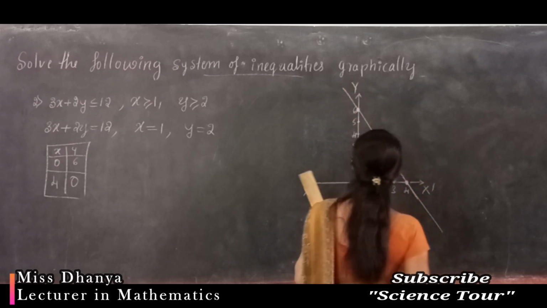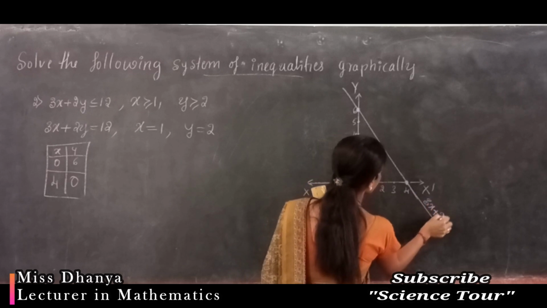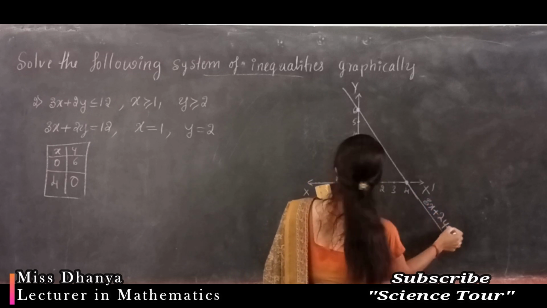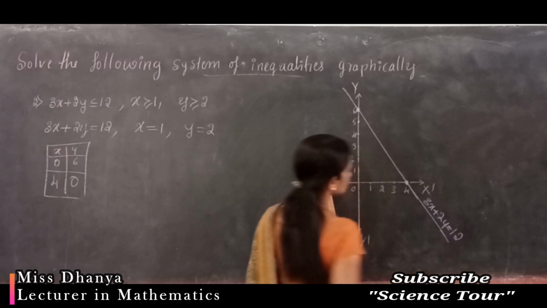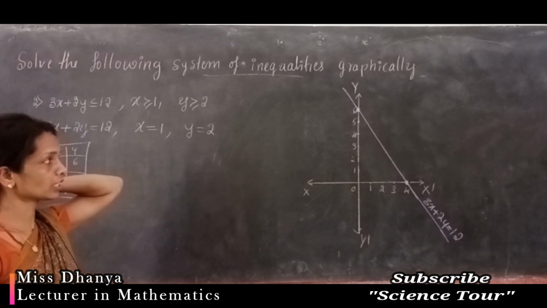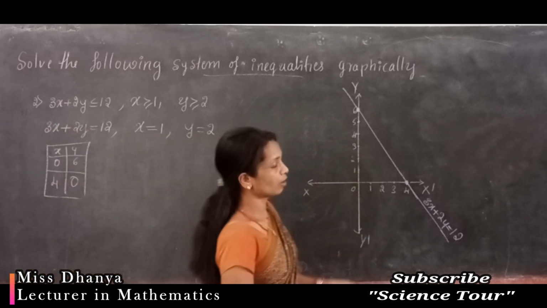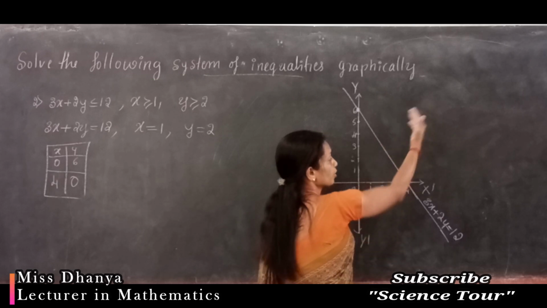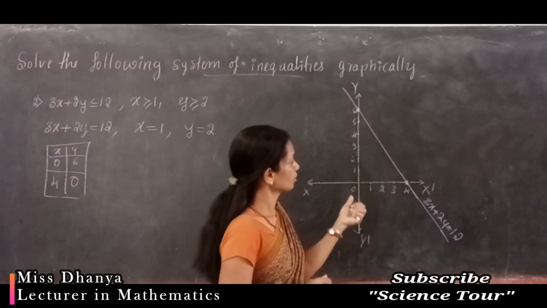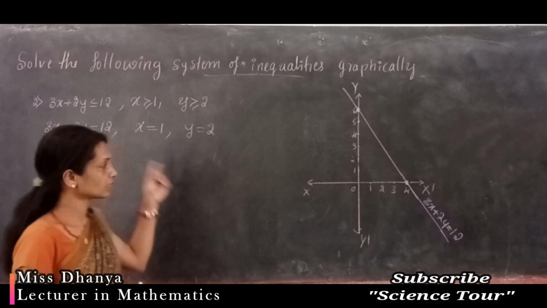And immediately after drawing the line, you write the name of the line: 3x plus 2y is equal to 12. Okay. And now you have to shade the solution region of this inequality. Now because of this line, you have two half planes, upper one and lower one. In which half plane do you have solutions of this inequality?